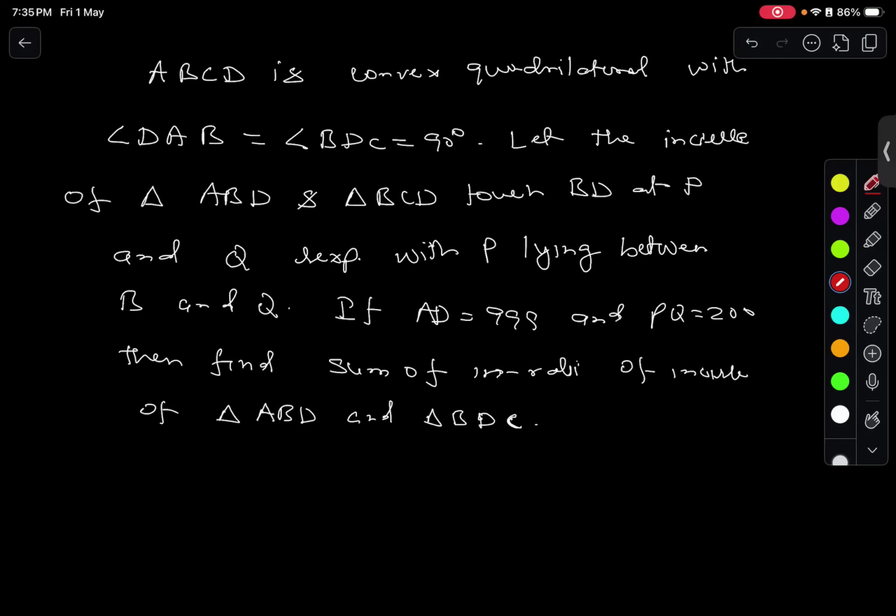Sir, ABCD is a convex quadrilateral with angle DAB and angle BDC equal to 90 degrees. Let the incircles of triangles ABD and BCD touch BD at P and Q respectively, with P lying between B and Q. If AD is given as 999, a very absurd number, and PQ is 200, then find the sum of the inradii of triangles ABD and BDC. It is a very simple question, you just have to start with that.